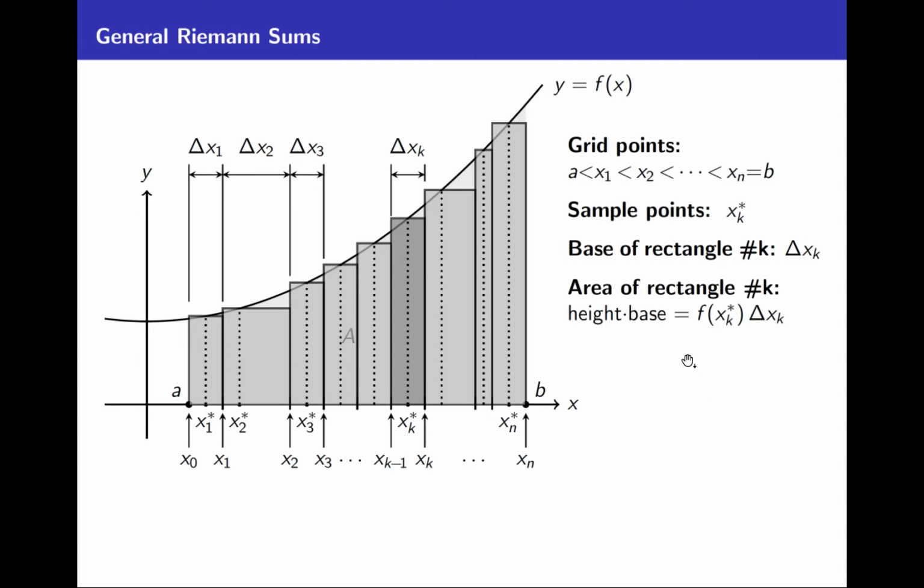And as before, it's easy to compute the area of any rectangle. The area of rectangle number k would be its height times its base. And rectangle k has a height of f of x sub k star and a base of delta x sub k. So f of x k star times delta x sub k is the area of that rectangle. Now, we're going to define a Riemann sum in this situation in just a moment. And then we're going to think about letting the number of rectangles go to infinity.